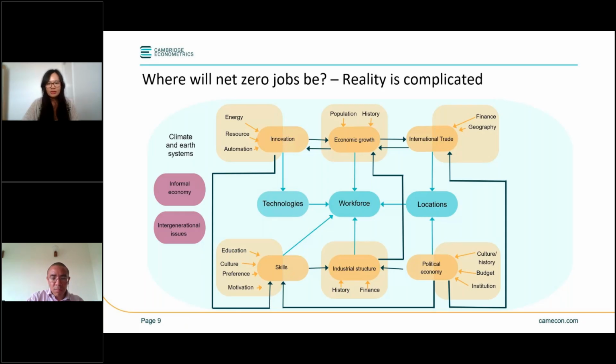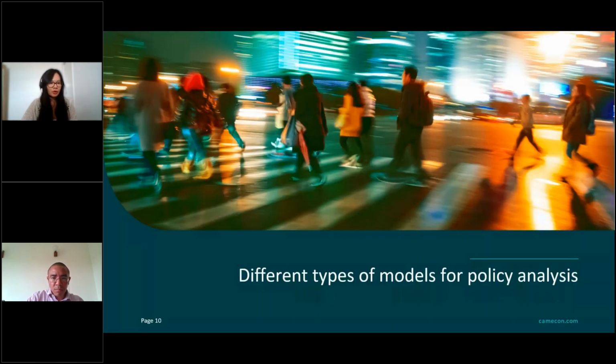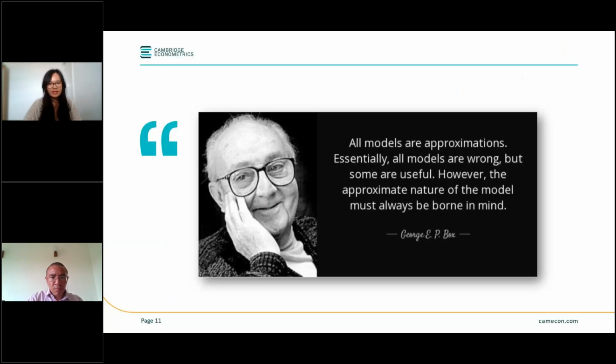Maybe a model can help. So with that, let's explore how modeling features in this kind of policy analysis and the different types of models that you may come across. As modelers, we really like this quote by George Box, who was a British statistician who was attributed to highlighting the limitation of statistical models in the 20th century, but we still find it very relevant to this day.